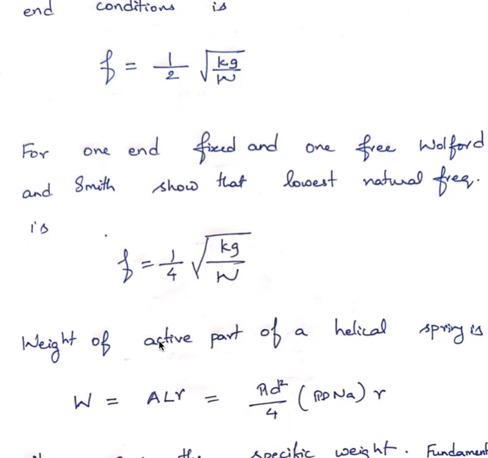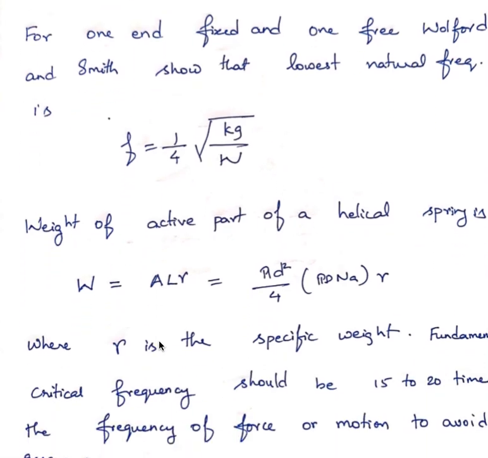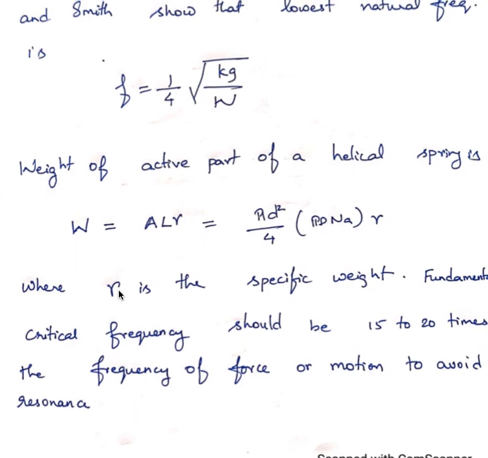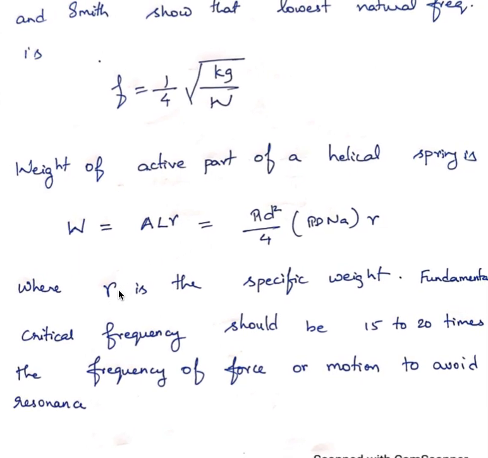Now the weight of the active part of the spring is given by this particular relation, where gamma is the specific weight. What the design guideline states is that the fundamental frequency for the spring should be at least 15 to 20 times that of the operating or excitation frequency, in order to avoid resonance.